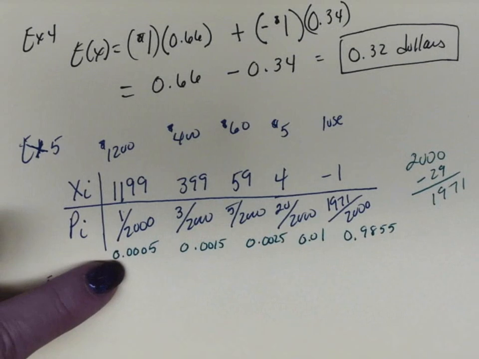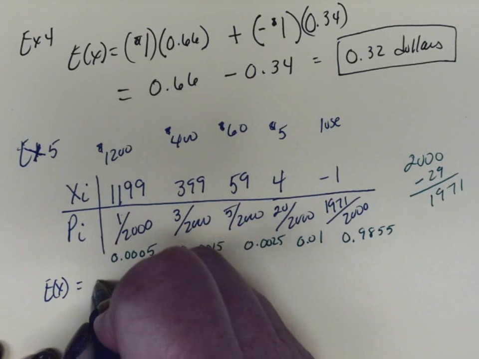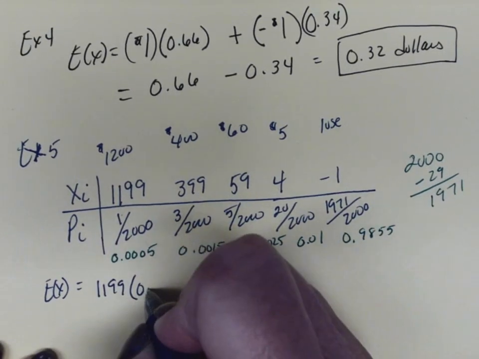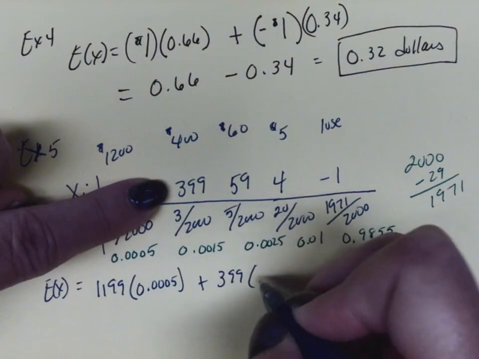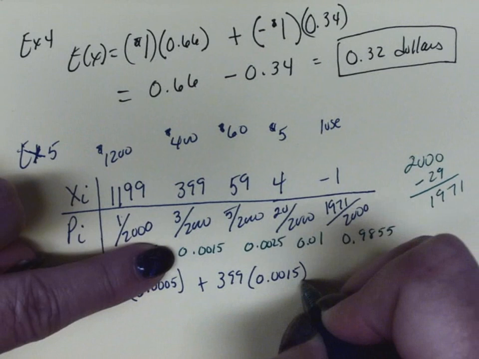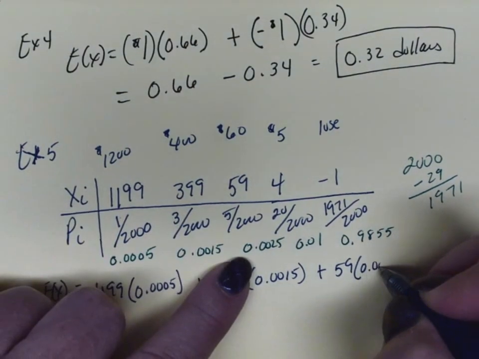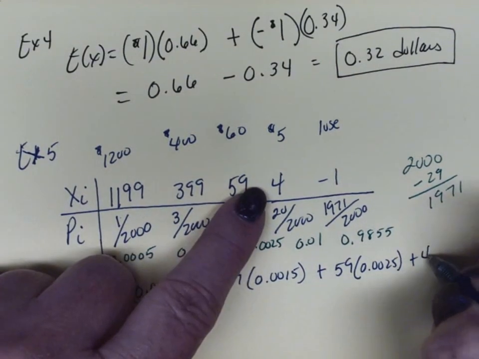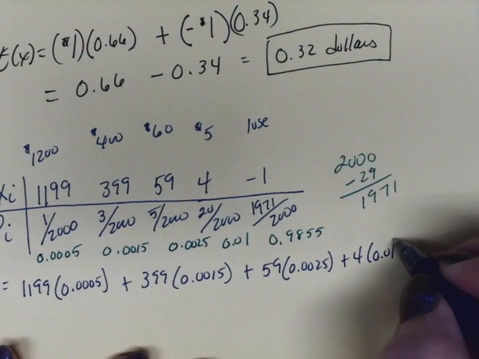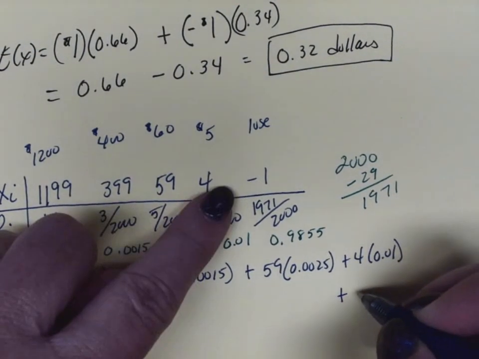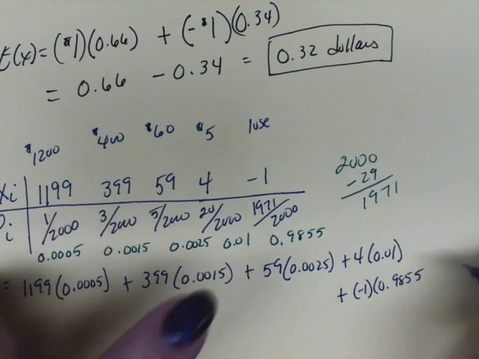All right, so now we can use that instead of writing the fractions, but you could use the fractions too. It really doesn't matter. So now we'll have 1,199 times 0.0005 plus 399 times 0.0015 plus 59 times 0.0025 plus 4 times 0.01 plus negative 1 times 0.9855.